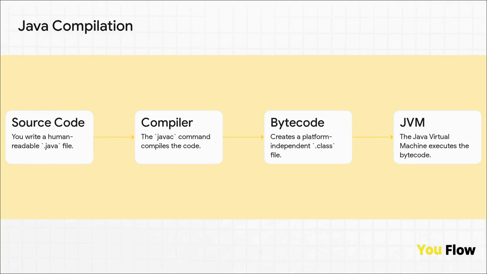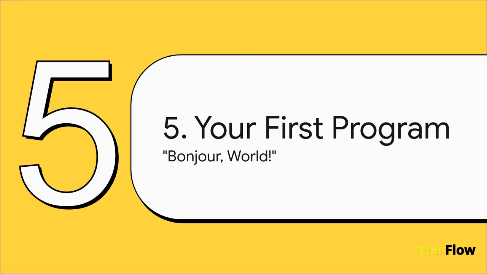You write your code in a .java file. The compiler turns it into this intermediate thing called bytecode. Now, this bytecode isn't for a Mac or a PC. Instead, it's for a Java virtual machine, or JVM. The JVM acts like a universal translator, allowing that exact same bytecode to run on any computer that has a JVM. It's genius. Okay, that's enough theory. Let's see what this stuff actually looks like.